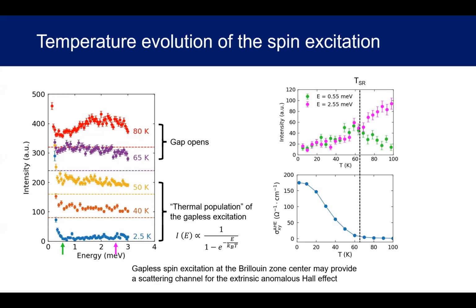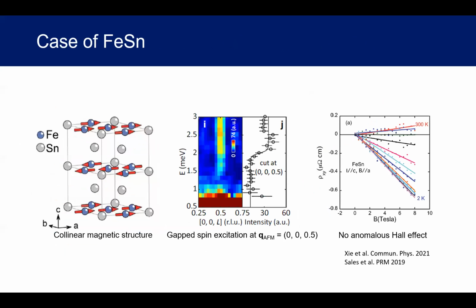So we consider that the gapless spin excitation at the Brillouin zone center may provide a scattering channel for the extrinsic anomalous Hall effect. It would be helpful to compare with other cases of iron-based kagome magnets. For example, for iron tin, its magnetic structure is a collinear magnetic structure, and the spin wave in this case is gapped throughout the whole temperature range, and there is no anomalous Hall effect. This provides some additional support for our proposal.